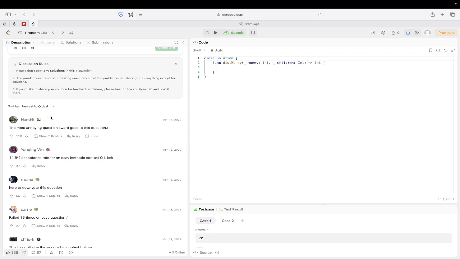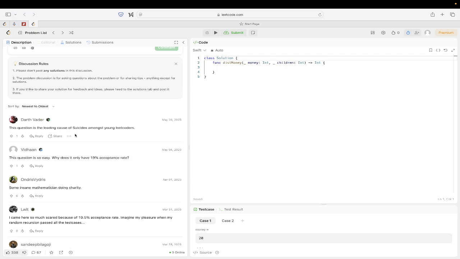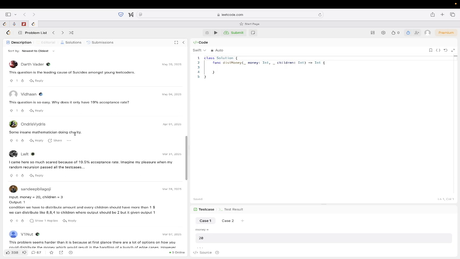Yes. That's not a good sign. This question is so easy. Why does it only have a 19% acceptance rate? So I'm gonna say mathematician doing charity.